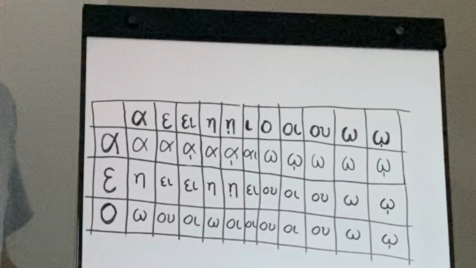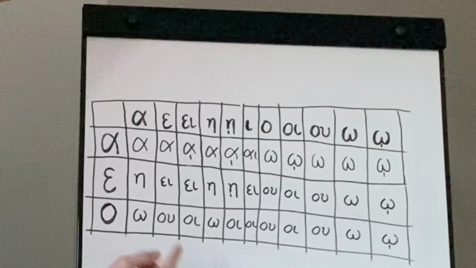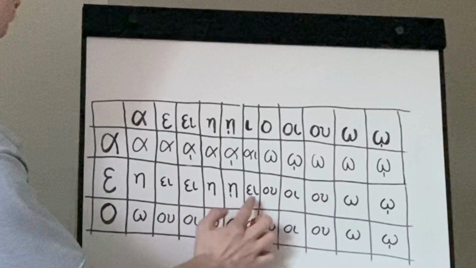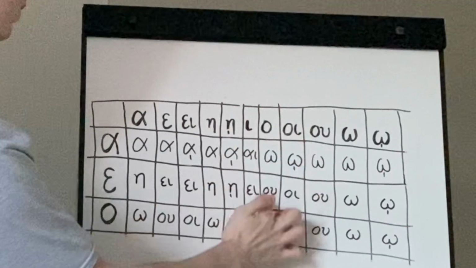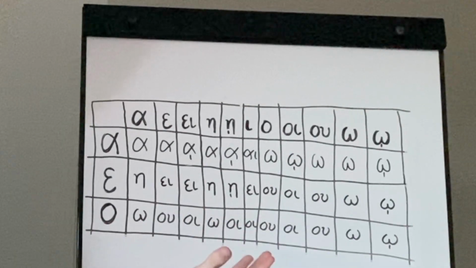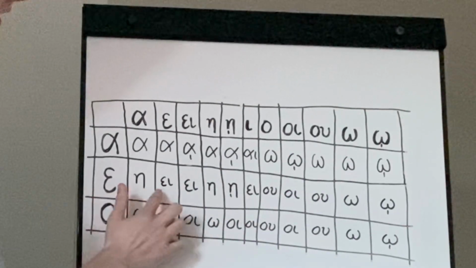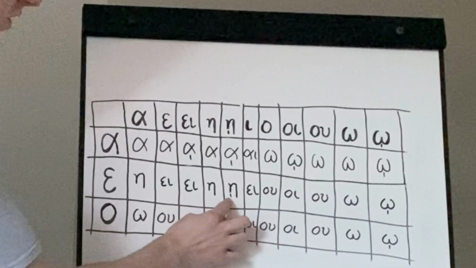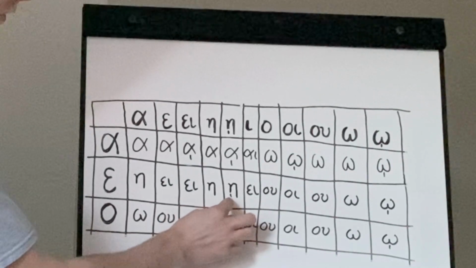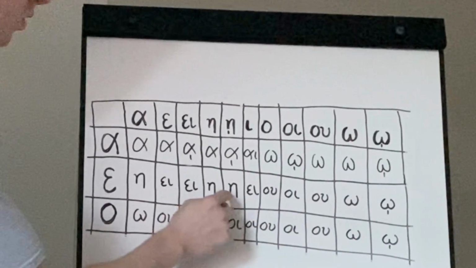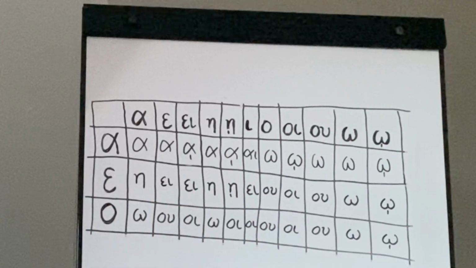The epsilon row is a bit trickier to commit to memory. You can break it down into 2 halves. The first 6 contractions all involve an E sound in some sense, whether it's eta, epsilon iota, or eta with iota subscript, okay? The first 6 contractions are one of those 3: eta, epsilon iota, or eta with iota subscript.